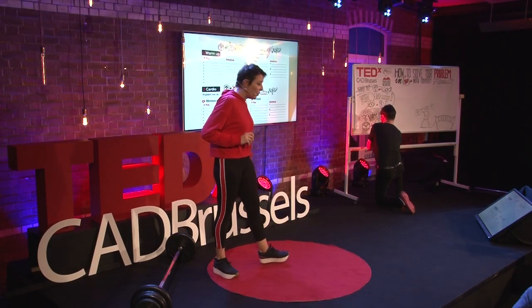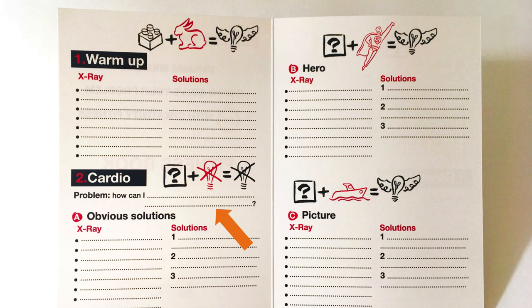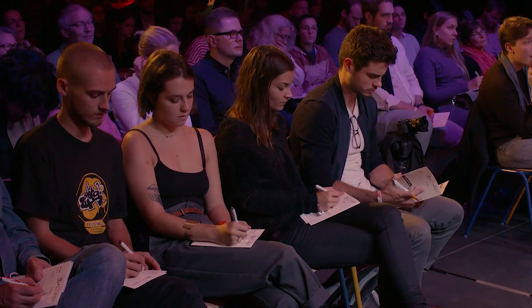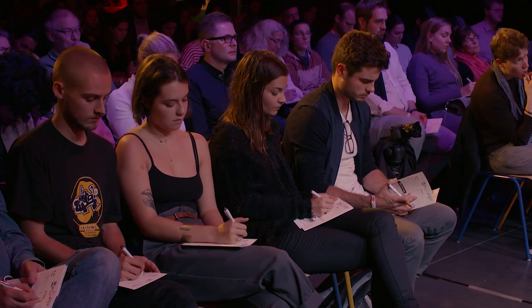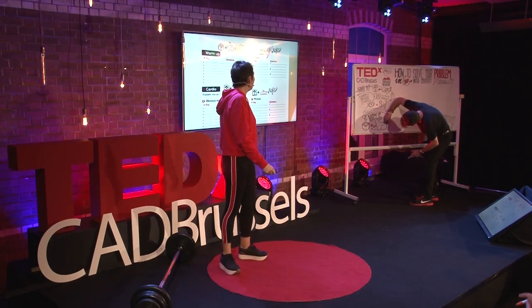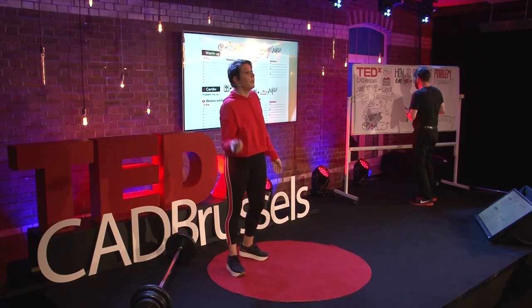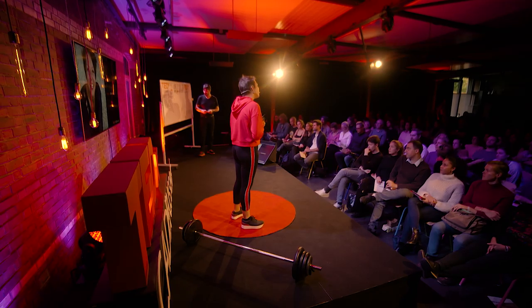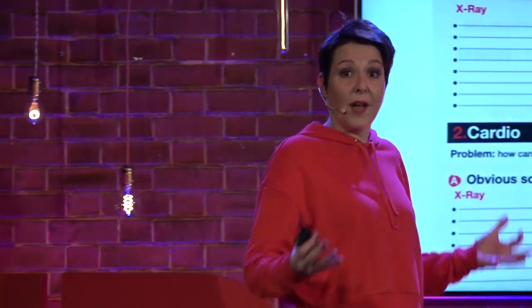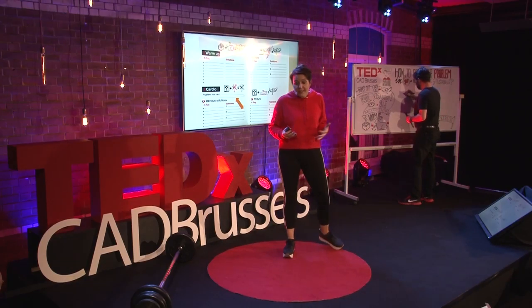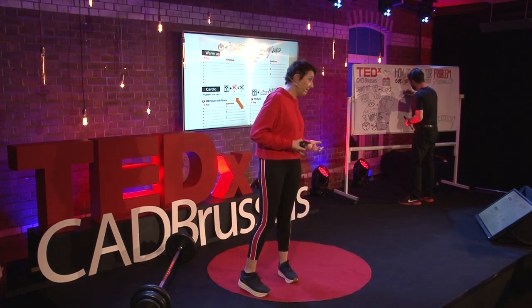Now, I'm going to ask you to take your fitness book. So you all got a fitness book and a pen. Inside this fitness book, you're going to be able to follow all the different exercises I'm going to ask you to do in order to find your super solution to your problem. So first we need to define the problem. So what is the problem you'd like to solve today? Think about a problem that is realistic. Don't make it too complicated.